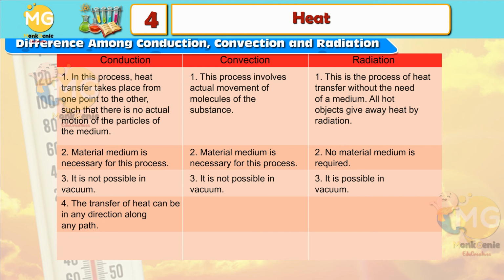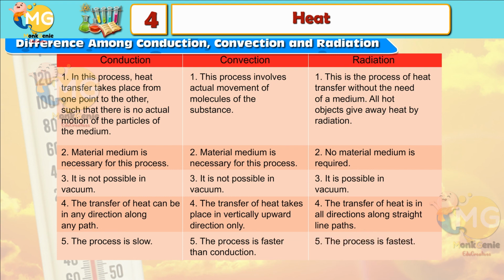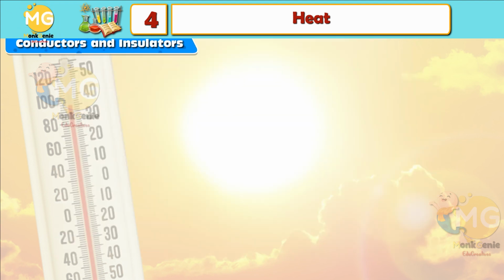In conduction, the transfer of heat can be in any direction along any path. In convection, the transfer of heat takes place in vertically upward direction only. In radiation, the transfer of heat is in all directions along straight line paths. Conduction, the process is slow. Convection, the process is faster than conduction. Radiation, the process is fastest.